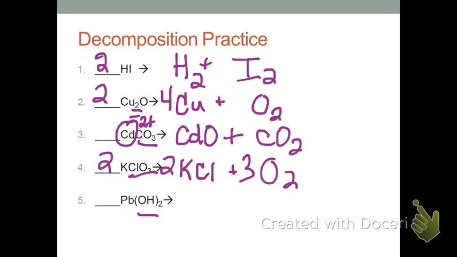Hydroxides, the last one, will break down into metal oxides and water. The metal here is lead. Lead has a variable charge, but when you look at how it's bonded with two hydroxides, you can figure out that in this case it's a 2 plus. The lead will bond with the oxygen to form PbO, and then you're left with water. When you balance it, you'll notice it is already balanced.